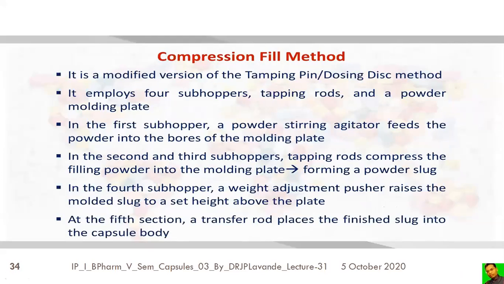In the second and third subhoppers, tamping rods compress the filling powder into the molding plate, forming a powder plug. In the fourth subhopper, a weight adjustment pusher raises the molded plug to a set height above the plate, and at the fifth section, a transfer rod places the finished slug into the capsule body.